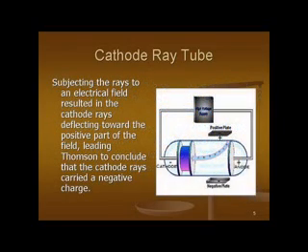When Thomson subjected the rays to an electrical field, what he observed is that the cathode rays deflected toward the positive part of the field. And again, a reiteration that this is what led Thomson to believe that the cathode rays themselves carried a negative charge.